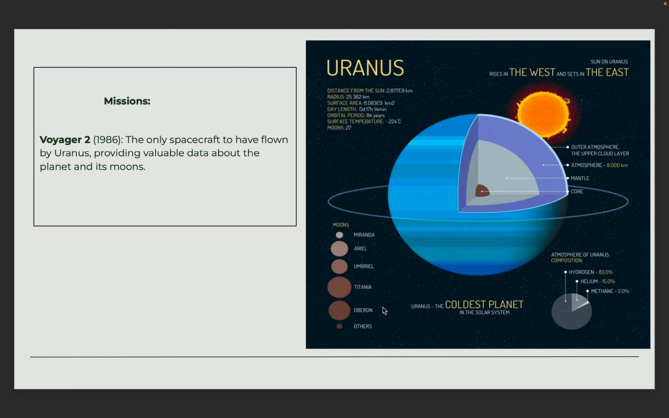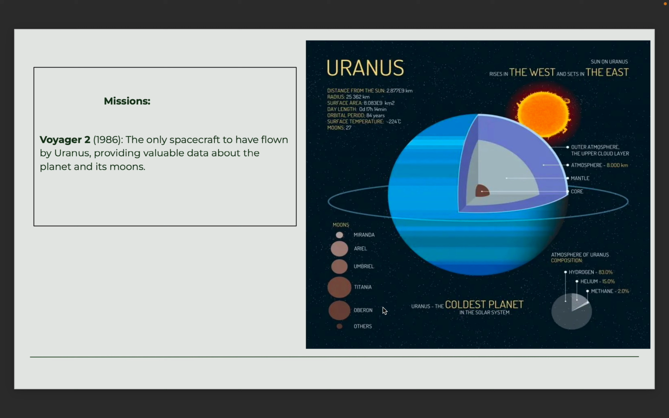Its structure from the atmosphere to the internal core has been divided into different parts, just like the other gas giants. It has a core in the interior. After the core, there is a mantle region. Then there is an atmosphere region which is 8,000 kilometers wide, and an outer atmosphere or upper cloud layer, which is a small upper cloud layer. The atmosphere of Uranus is composed of methane, one of the main features of Uranus. It has hydrogen of about 83%, helium of about 15%, and methane of about 2%.